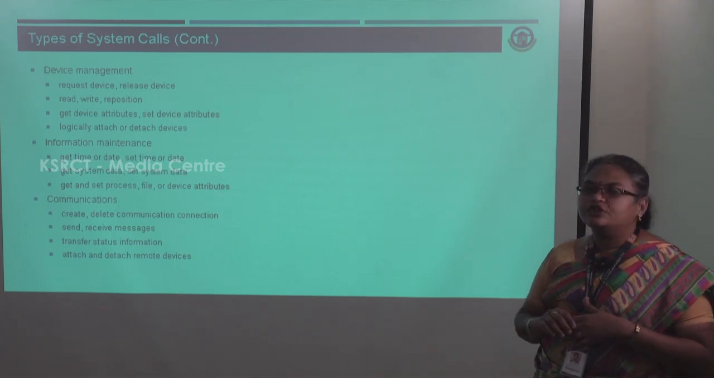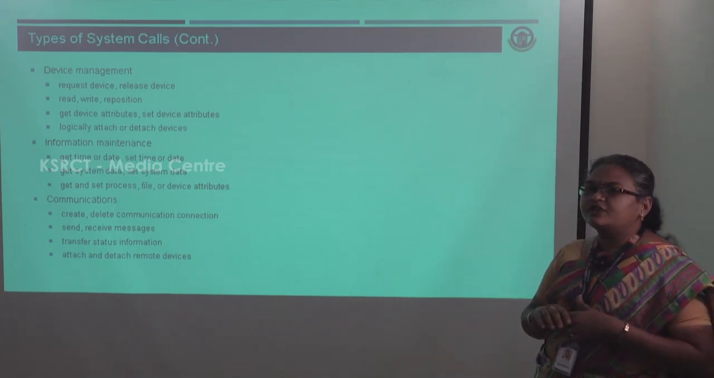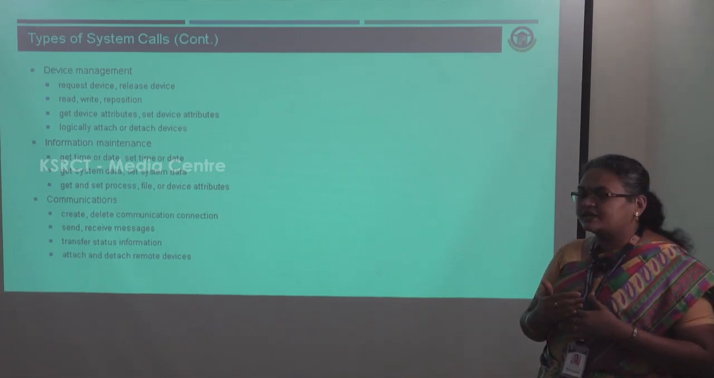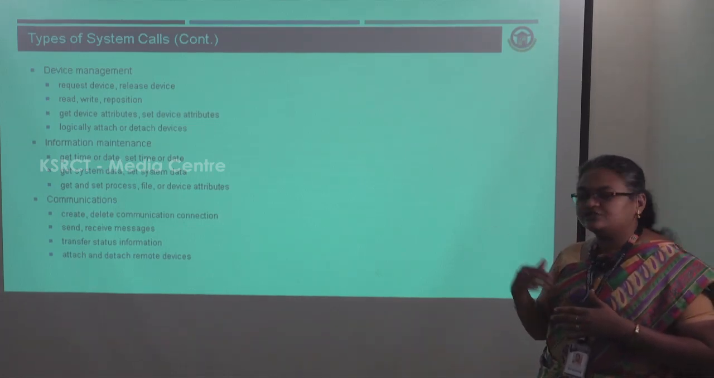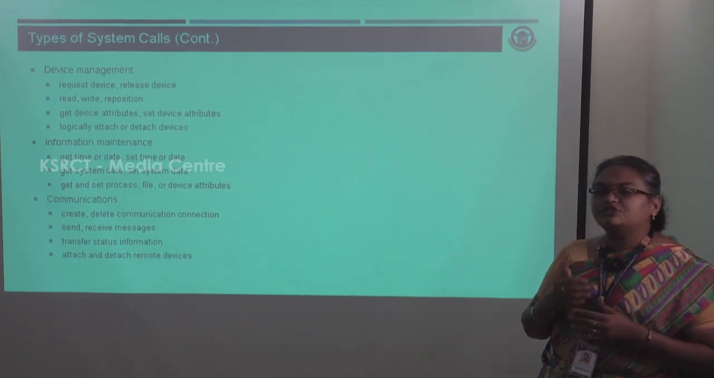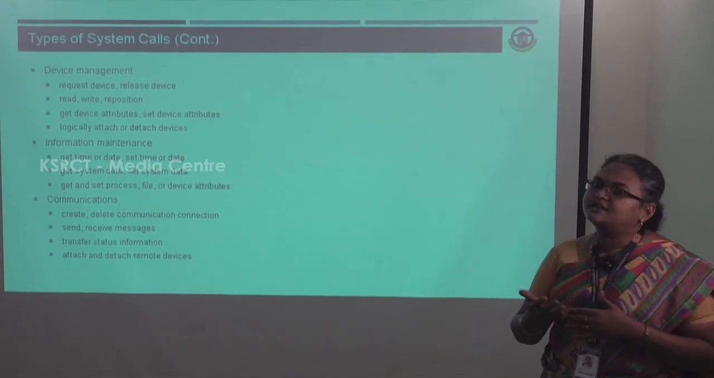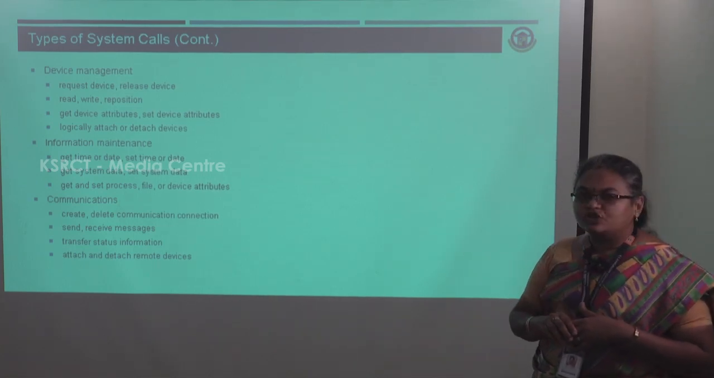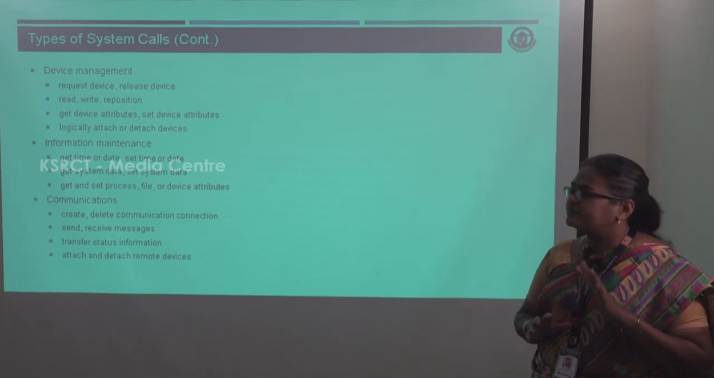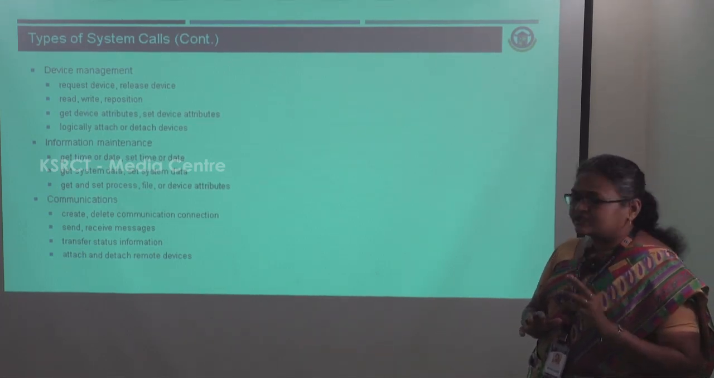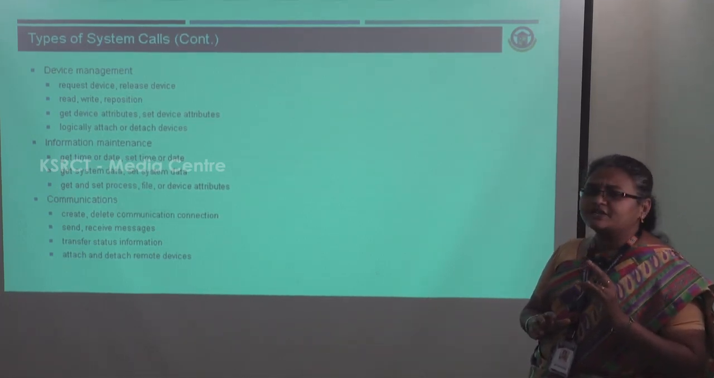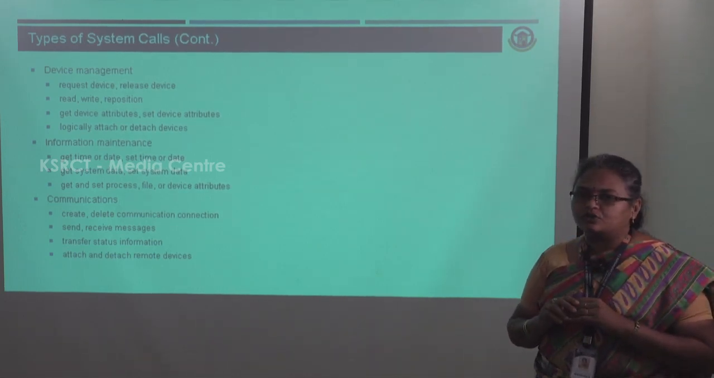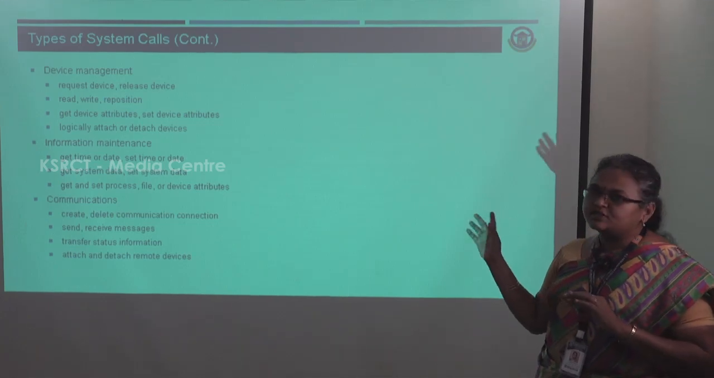And next we go to the communication system calls. Here we are sending messages, receiving messages, creating communication connections, deleting communication connections, transferring status information, attaching devices, detaching devices. These are the system calls included in communication. Mainly we have 5 types of system calls: process control, file management, device management, information maintenance and communication. These are the 5 types of system calls.